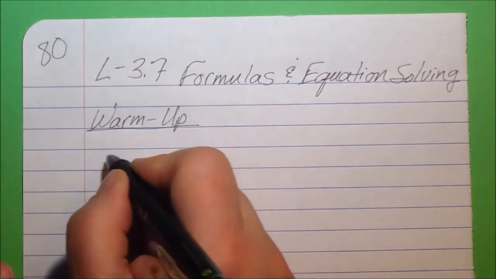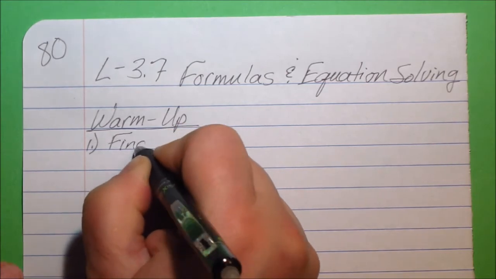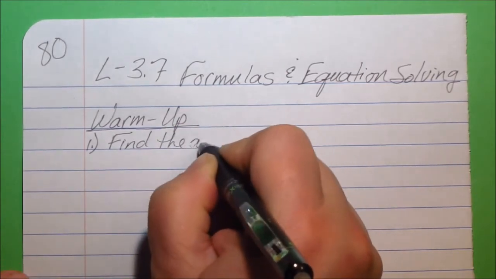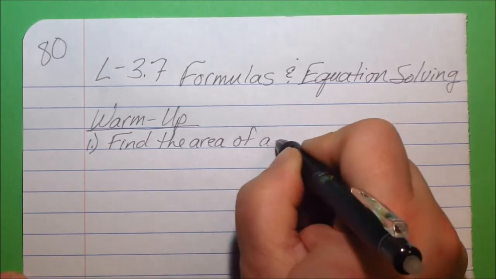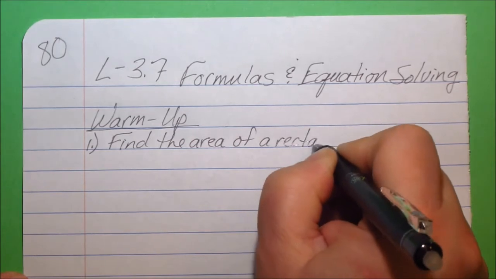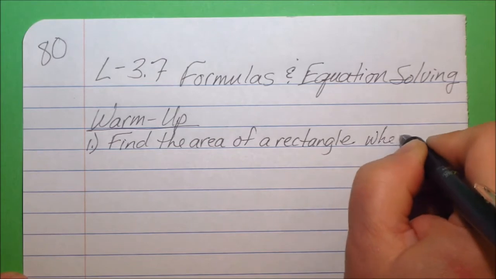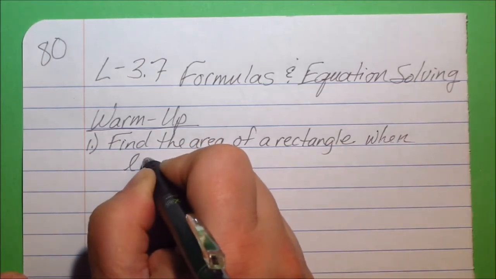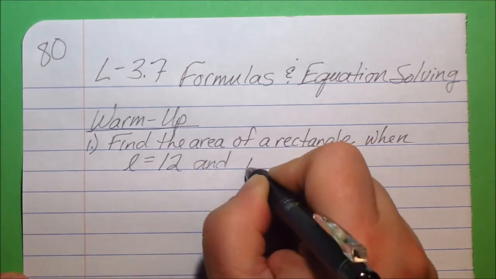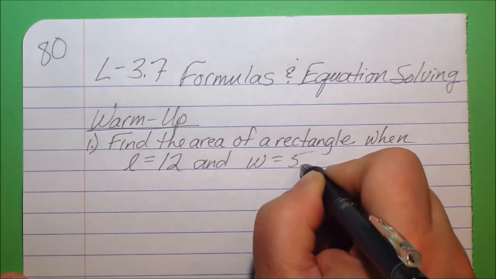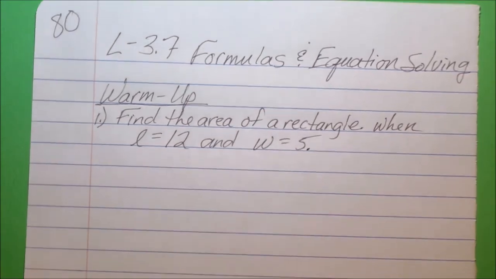All right, problem number 1 says, find the area of a rectangle when L equals 12 and W equals 5. Right? Find the area of a rectangle when L equals 12 and W equals 5.